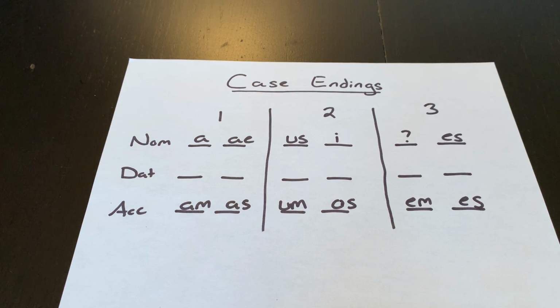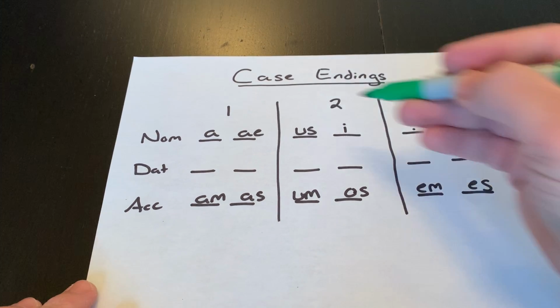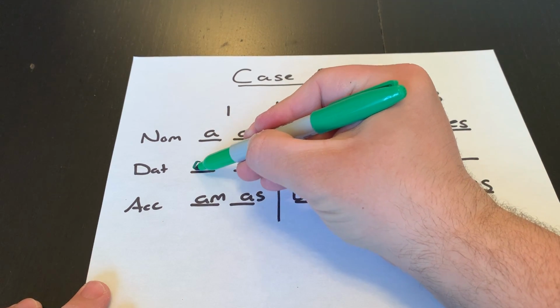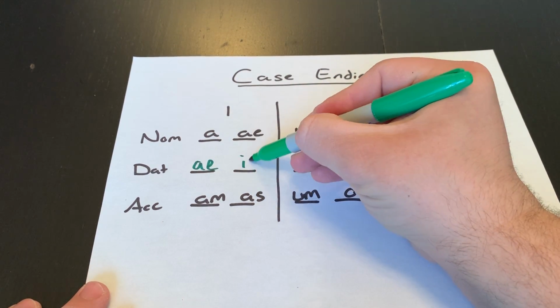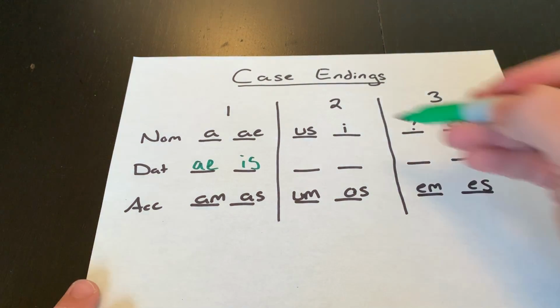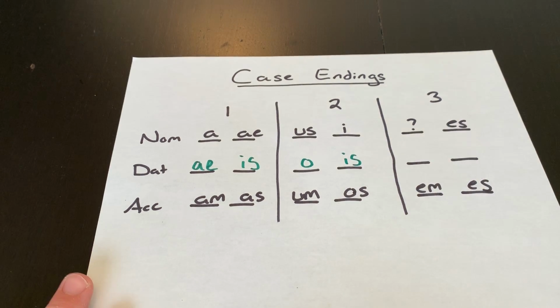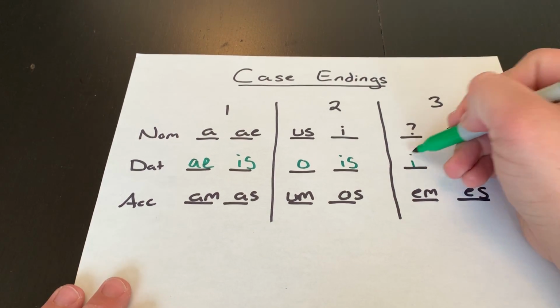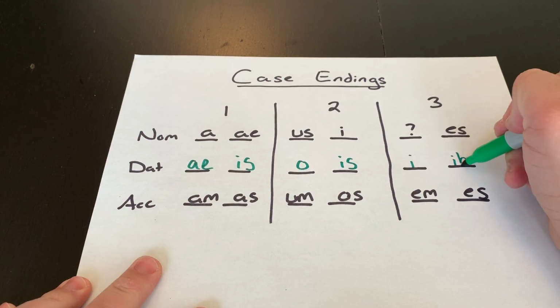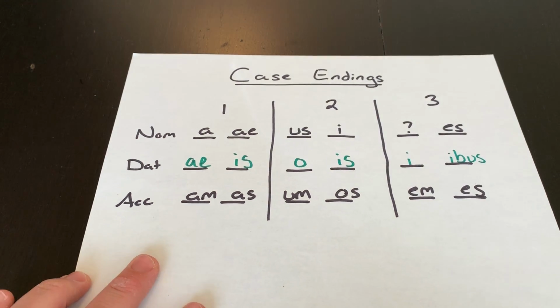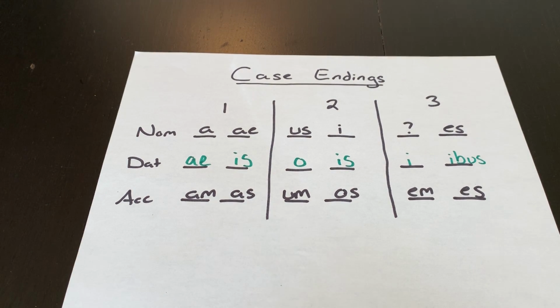And so the new endings which you'll need to memorize are as follows. We have AE and IS, O and IS, I, and then IBUS. Okay, so those are your dative endings. So this is your new ending chart that needs to be memorized.